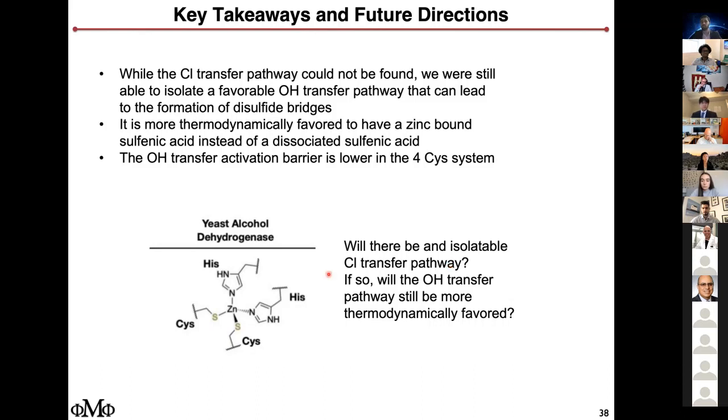So it'll be interesting to see, okay, if there are still 2 cysteines that are pretty electronegative, will these other histidine amino acids play a role in stabilization for a Cl transfer pathway, or will we not see a Cl transfer pathway and still see a preferred OH transfer pathway? But yeah, that's basically my key findings of my research.